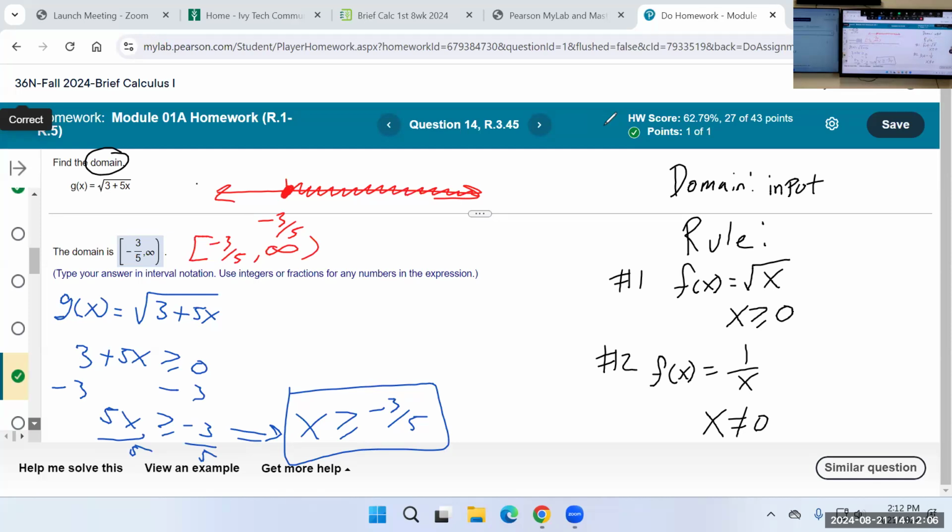So domain is the input and range is the output. Range is what comes out. But more often than not, we're worried about domain rather than the output. Any questions, comments, or concerns on how I solved for the domain of that function? Any questions about how I did that?